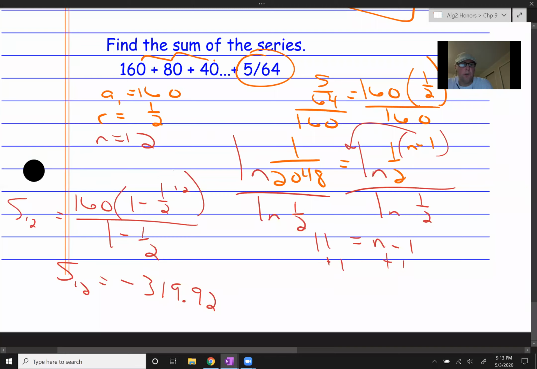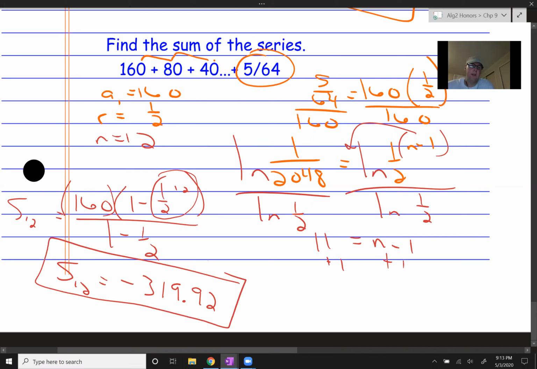All right, so make sure we go in order of operations. We're going to do 1/2 to the 12th power. We're going to do 1 minus that answer. We do have to multiply by the 160 and then divide it by -0.5. And we should work out a decimal this time. -319.92. That's where we're at.